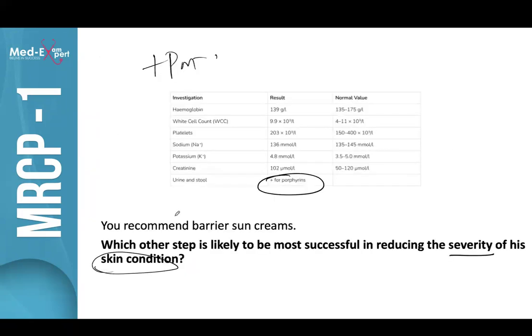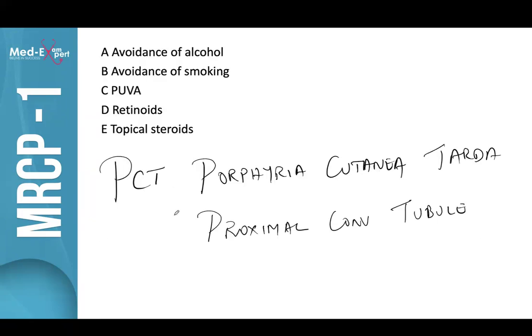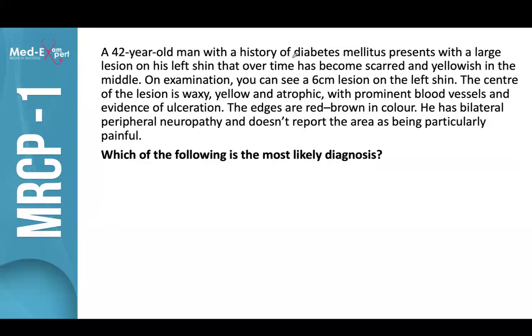The only thing you will do to reduce the severity of the skin condition is avoidance of alcohol. Alcohol exacerbates porphyria, and in patients with Hodgkin's lymphoma, if they drink alcohol, they will have pain. Alcohol exacerbates so many other conditions. Not even a drop of alcohol is good for you. Okay, that's avoidance of alcohol.